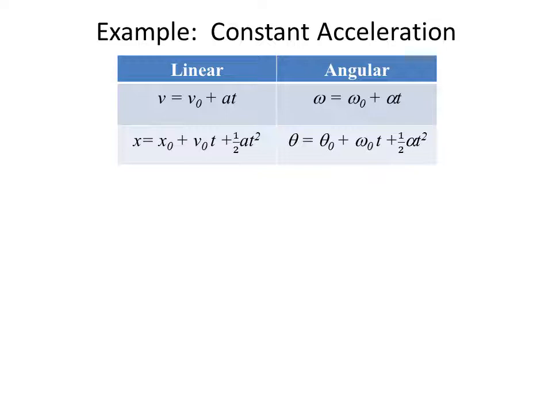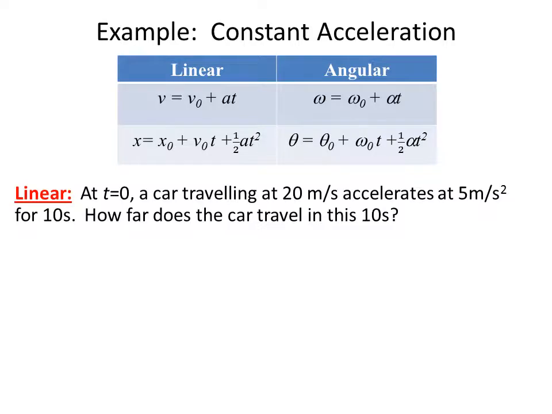x is equal to the initial x plus the velocity times time plus 1/2 the acceleration times t squared. Theta is equal to the initial angle plus omega 0 times time, the initial angular velocity, plus 1/2 times the angular acceleration times time squared. So in the linear case, we might look at a situation where at time equal to 0, a car is traveling at 20 meters per second, then accelerates at 5 meters per second squared for 10 seconds. How far does the car travel in this 10 seconds?